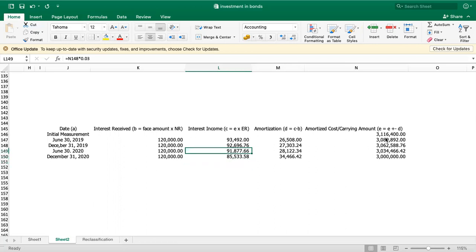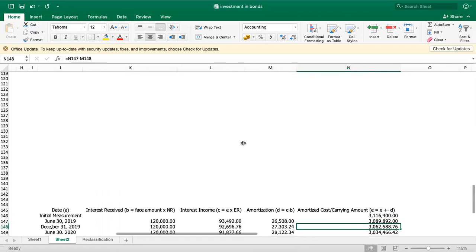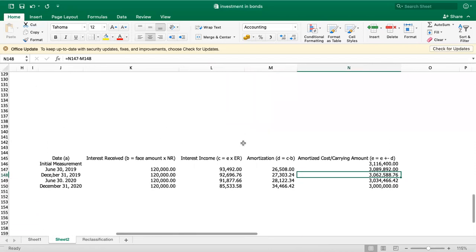So if the question is how much is the interest income for December 31, 2019, yung interest income na sagot mo itong dalawa, because this is for the whole year. 93, 92, that's 186,188.76. Okay, question naman, how much is the carrying amount on December 31, 2019? Ito yung carrying amount ng bonds natin. Okay, you can also use the other formula to compute the carrying amount of the bonds.